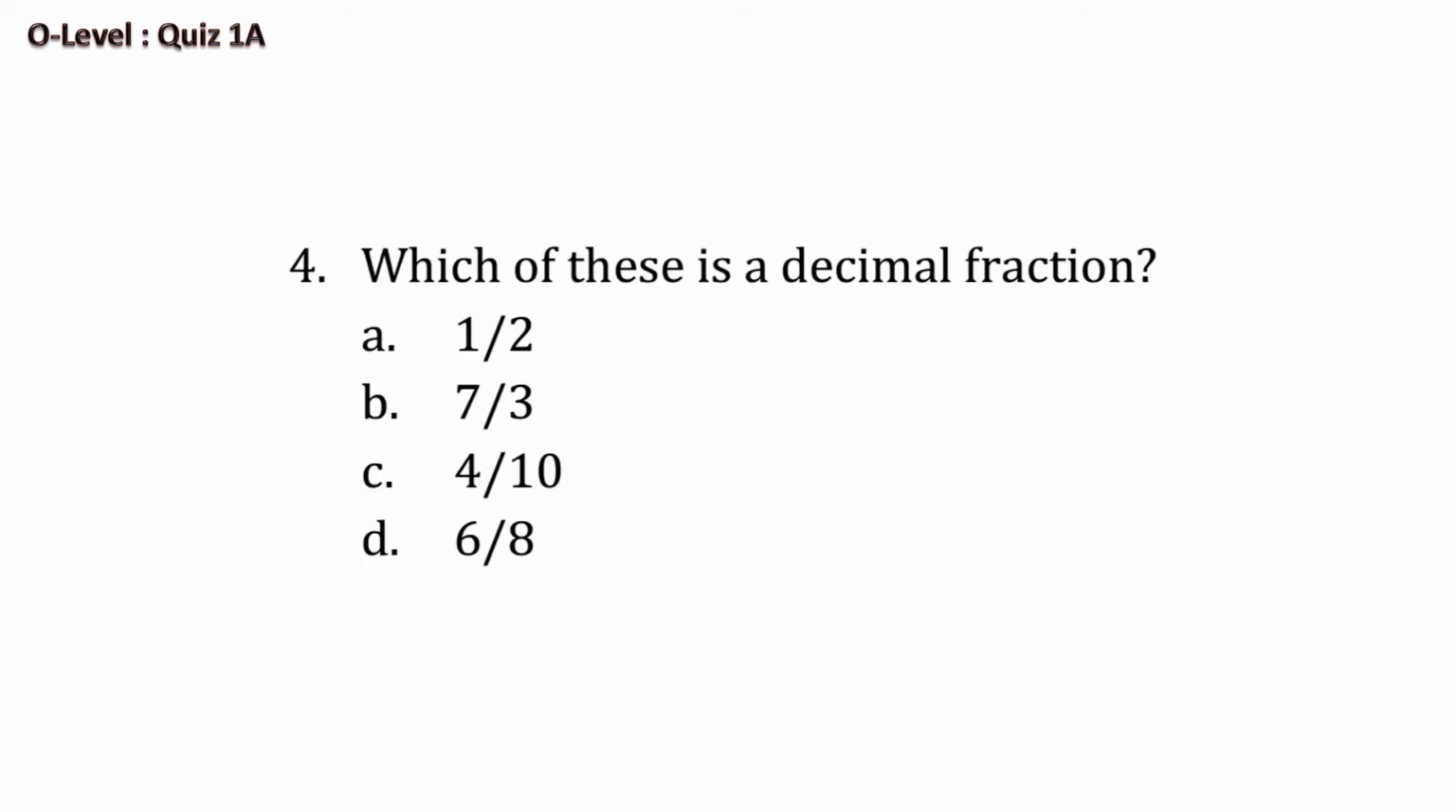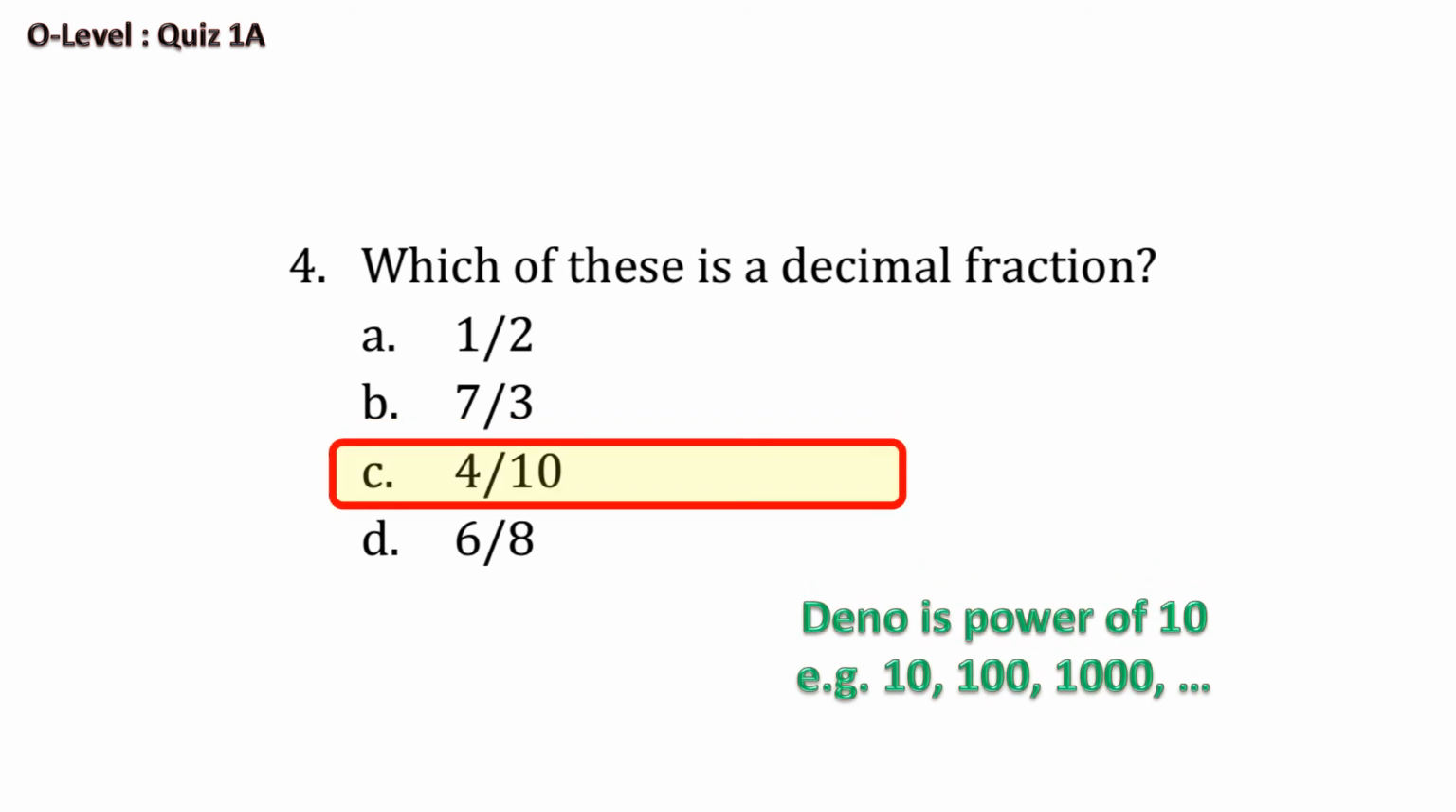4. Which of these is a decimal fraction? A decimal fraction is a fraction whose denominator is a power of 10. That means the denominator can be 10, 100, 1000, 10,000, and so on. And the only decimal fraction here is 4 on 10.